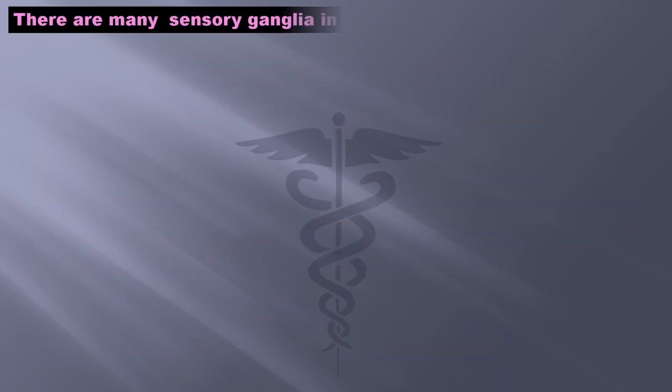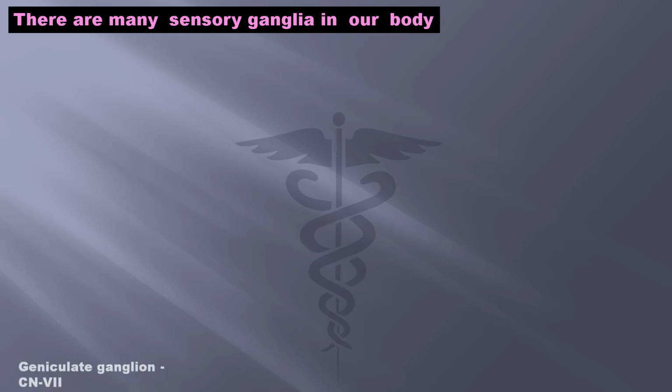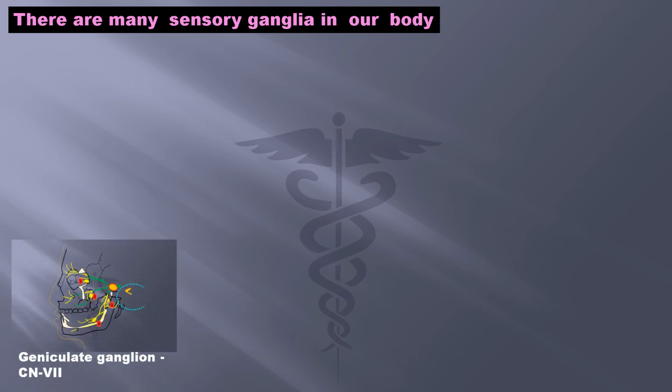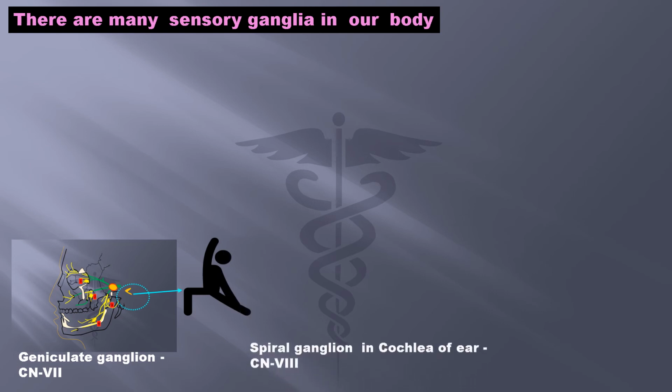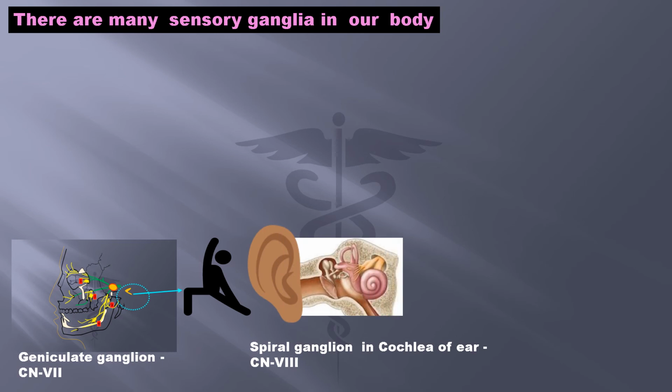There are many sensory ganglia in our body. Examples are the geniculate ganglion of the 7th cranial nerve. Genu in Latin means knee and it is shaped like a knee. Next is the spiral ganglion in the cochlea. It is a ganglion of the 8th cranial nerve, that is the vestibulocochlear nerve.